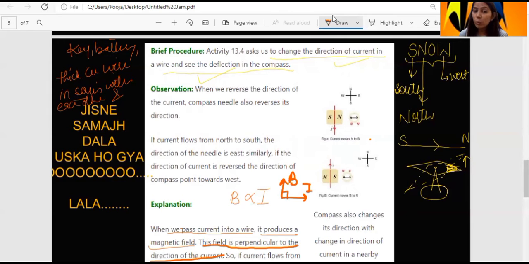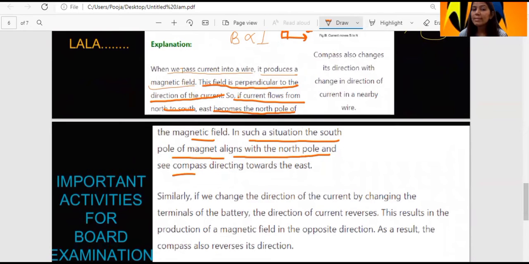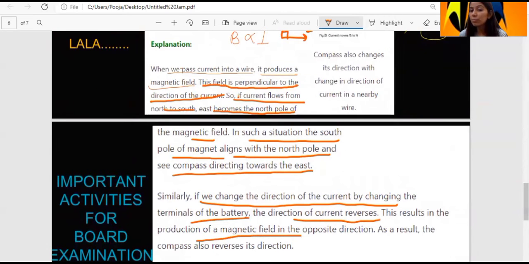So if the current flows from north to south, east becomes the north pole of the magnetic field. In such a situation, the south pole of the magnet is aligned with the north pole and the compass points towards east. Similarly, if we change the direction of current by changing the terminals of the battery, the current reverses its direction. This results in the production of a magnetic field in the opposite direction. As a result, the compass also reverses its direction.